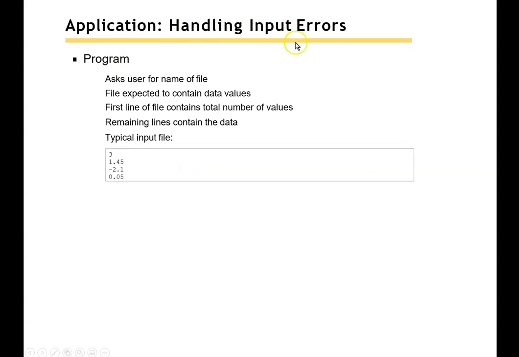So an application, handling input errors. The program asks the user for the name of a file. The file is expected to contain data values. The first line of the file contains the total number of values. The remaining lines contain the data. Here's a typical input file.